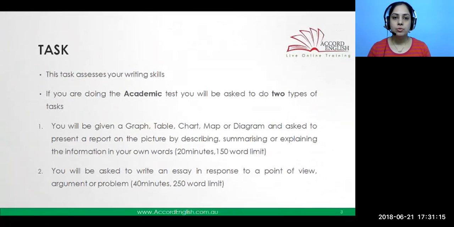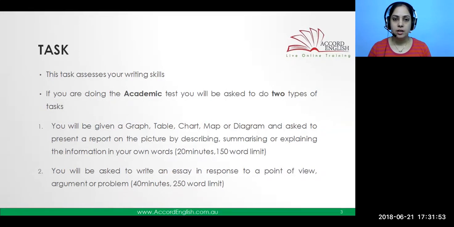And if you're going to do the academic test, you'll be given two different types of tasks. The first task is one in which you'll be given a graph, table, chart, map, or diagram and asked to present a report on the picture by describing, summarizing, or explaining the information in the picture in your own words. You can take around 20 minutes and stay within the word limit of 150 words for this task.